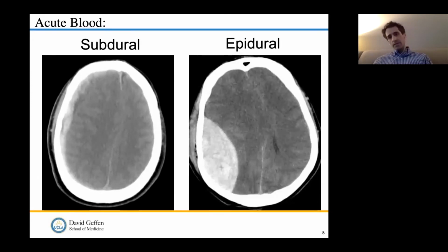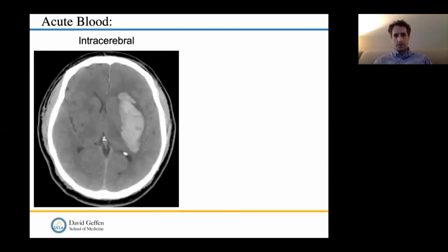This is an example of an epidural hematoma. Again, bright white acute blood, but this is blood on top of the dura, or epidural. This is oftentimes bound by the sutures in the bone, or where the dura attaches to these sutures, often limiting the space. If we could go one forward.